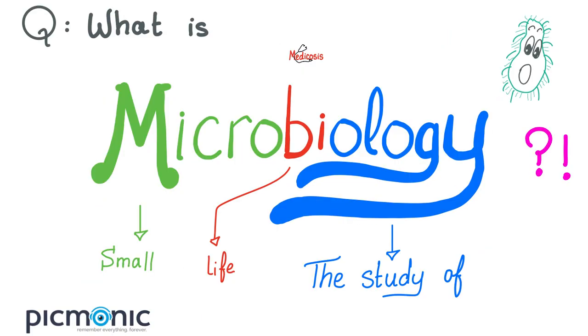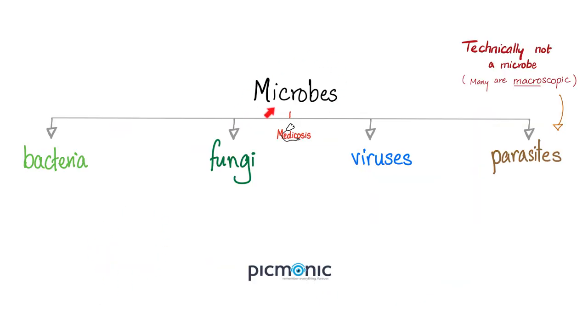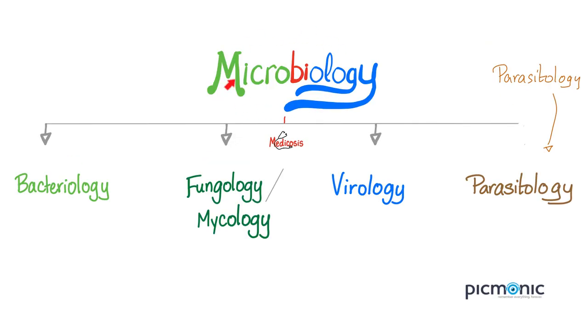But I digress. What does microbiology even mean? Ology means the study of. Of what? Of bio, which is life. What kind of life? The microscopic life, the small life. Microbes that can lead to human diseases are divided into bacteria, fungi, viruses, and parasites. But be careful because many parasites are macroscopic rather than microscopic. Ergo, the field of microbiology is divided into bacteriology, fungology or mycology, virology, and parasitology.